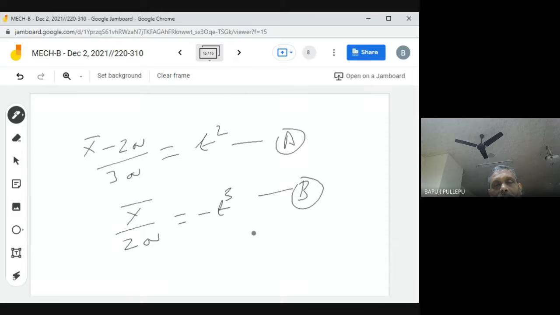a cube is equal to b square or not? a cube is equal to what? t power 6. b square is what? t power 6. Am I correct or not? Yes, sir. Correct, sir. So from this I will write a cube is equal to b square. Then what I will get? a cube is t power 6, b square is t power 6. Automatically these two are equal. So I am removing the parameter actually.